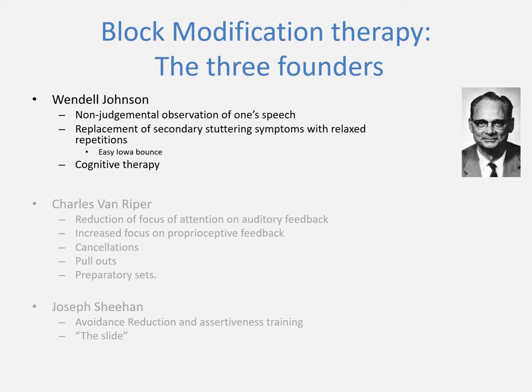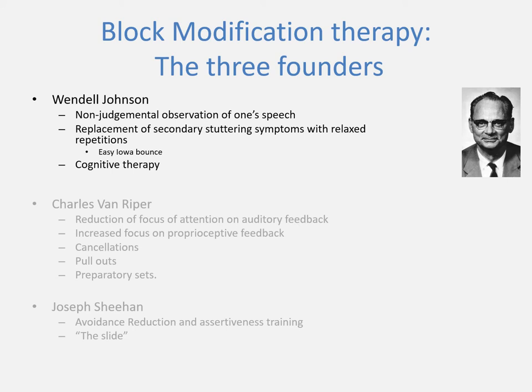Johnson and associates thus trained their clients to produce these repetitions whenever they anticipated that they were about to have difficulty getting an upcoming word out. This technique came to be known as the Easy Iowa Bounce.